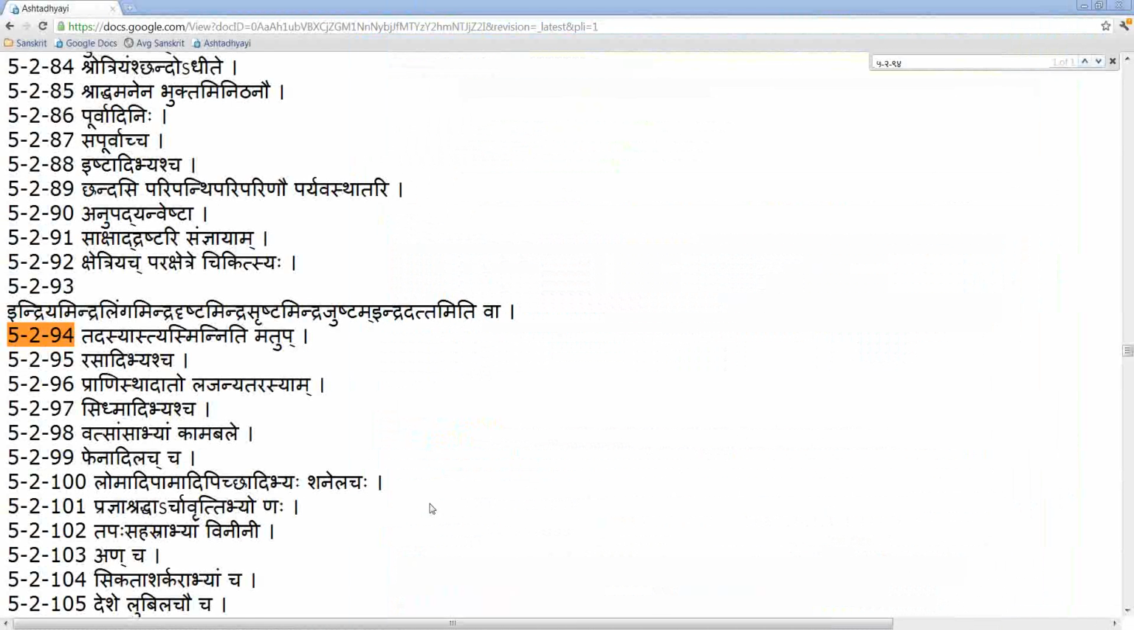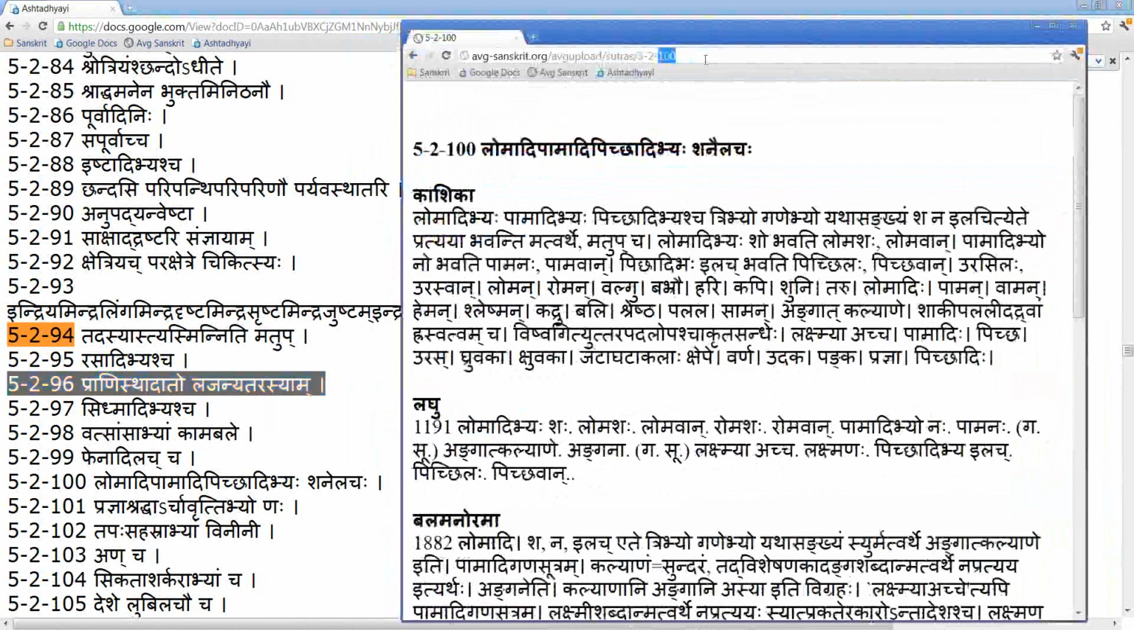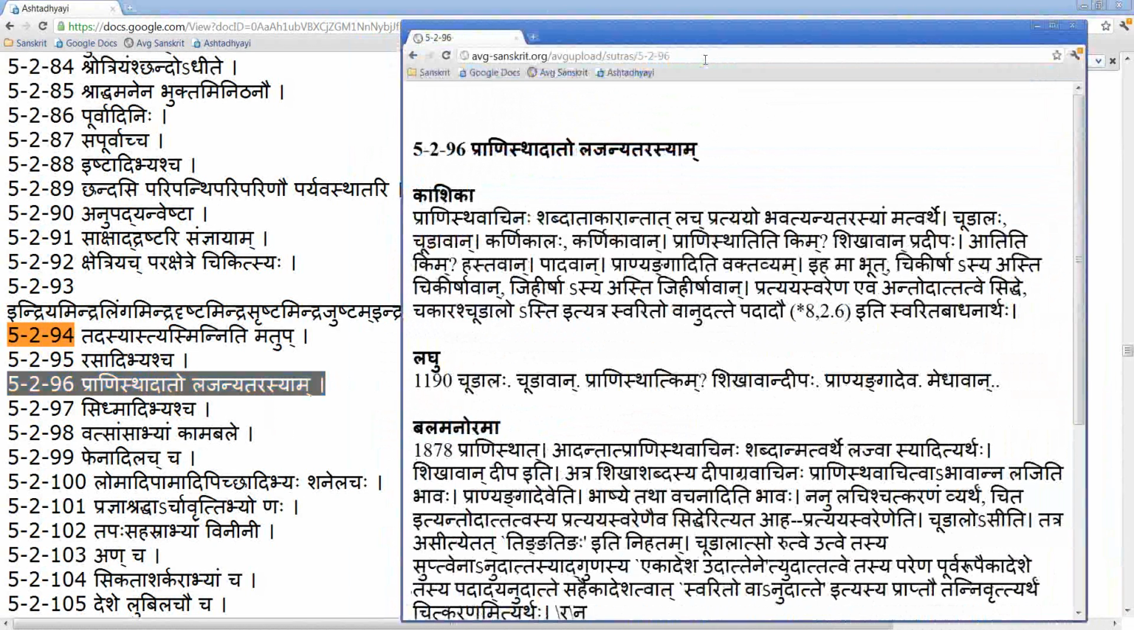There is a sutram here. I think this is the one. 5.2.96, Pranistha dhato lach anyatarasyam. I think that might work, because 5.2.100 gives the pratyaya ilach, not lach. So, Panishya shabdad akaranta lach pratyayo anyatarasyam matvarthe. Chudalah, Chudalah, Chudalah. And then the next one, I think.